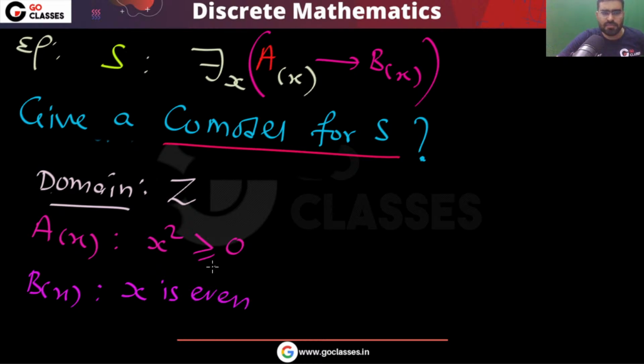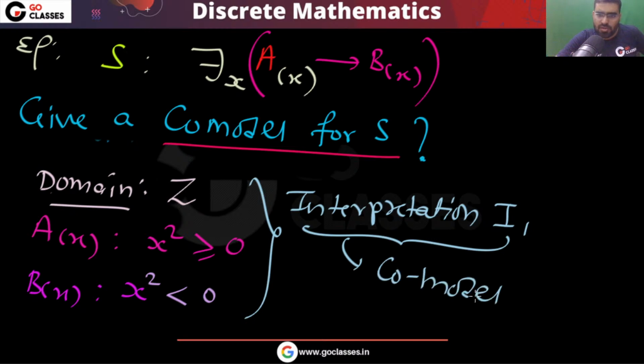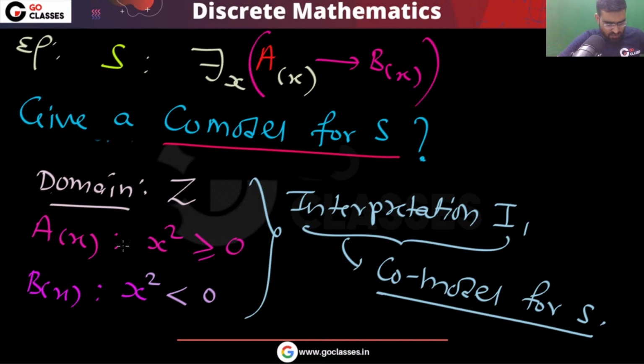Now you can clearly see, for every element, this must be false. So I can say x square is less than 0. Now you can see that this will work as a co-model, because whatever element you take, it is definitely a co-model. This interpretation I1 is a co-model for s. Is this clear? So this is how you can give a co-model.